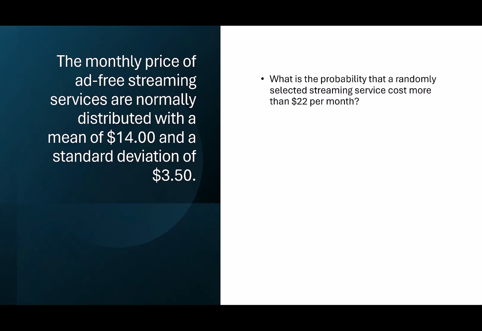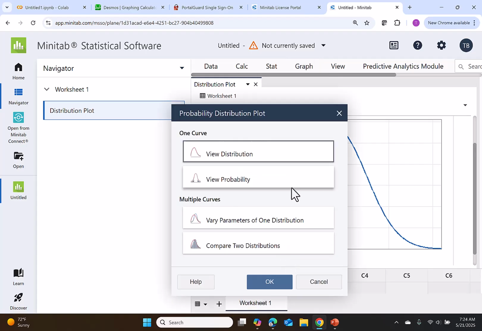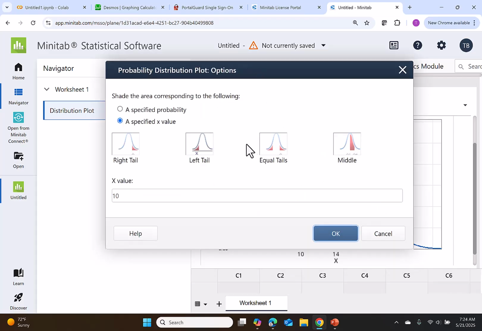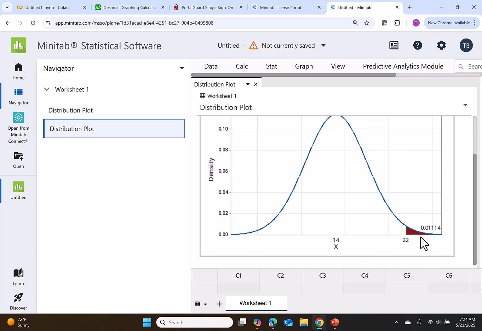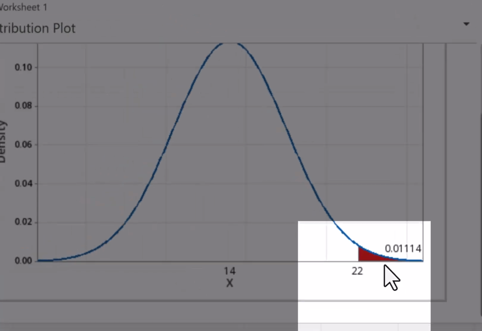Now let's find the probability that a randomly selected streaming service costs more than $22 per month. Because it says more than, we're finding the probability that x is greater than 22. This means we're looking at a right tail. When we go back to Graph, Probability Distribution Plot, View Probability, we just need to change the option to a right tail where the value is 22. This time we can see a very small area is shaded and that corresponds to 0.01114. That would be 1.114%.